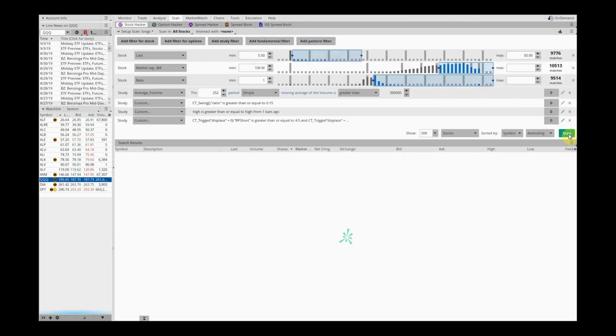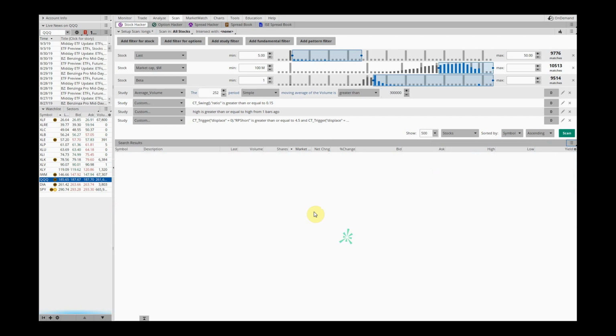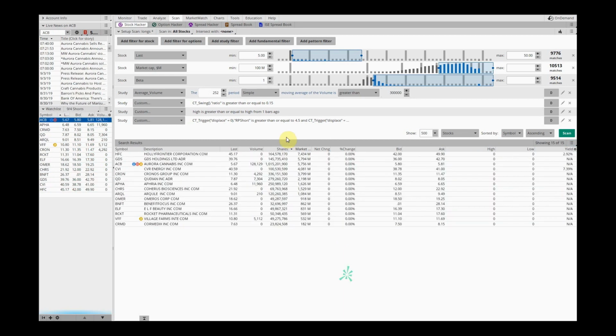Click OK. Scan. Again, somewhere between 10 and 30 is usually a very common number. 15 stocks. Save watch list as 9.4 and shorts. And that's it. So now that leaves us with about 41 potential opportunities, 26 longs and 15 shorts.